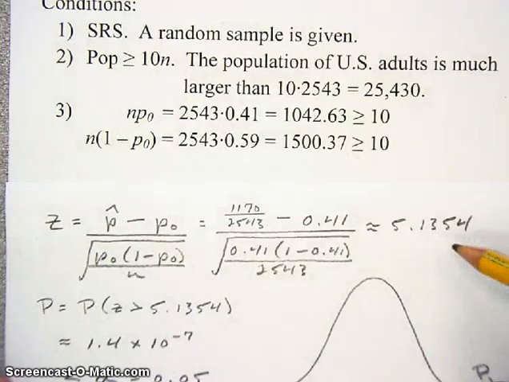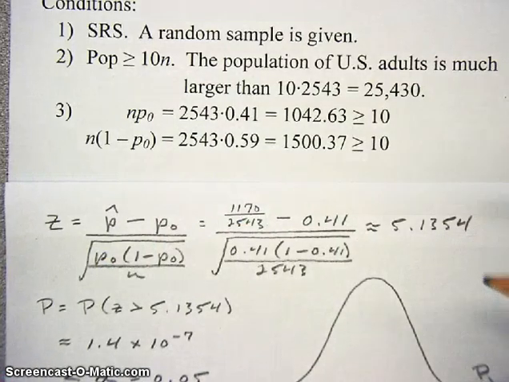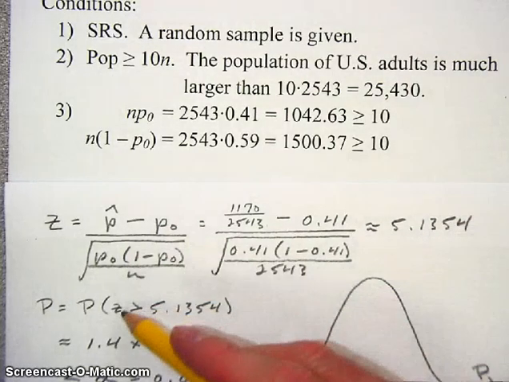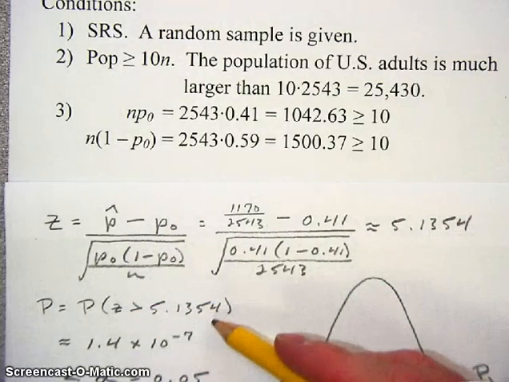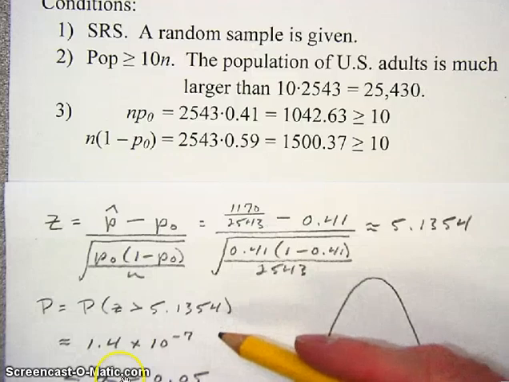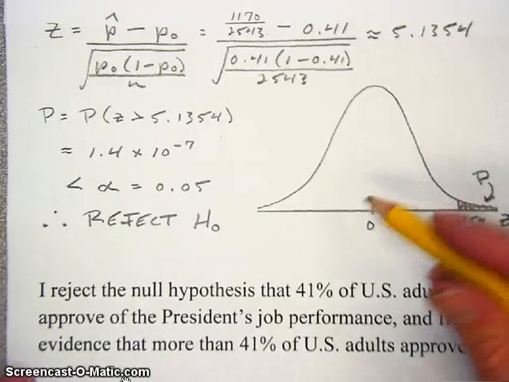This z-statistic is a standard normal random variable. It has a mean of 0 and a standard deviation of 1. So you can use your z-distribution and your normal CDF on your calculator to find the probability that z takes a value that's greater than 5.1354.